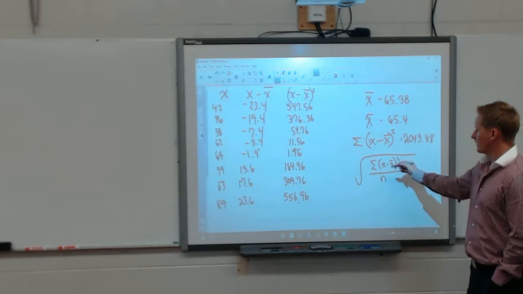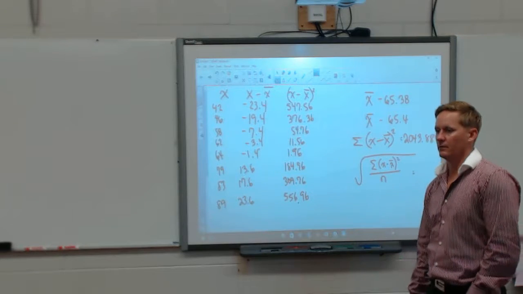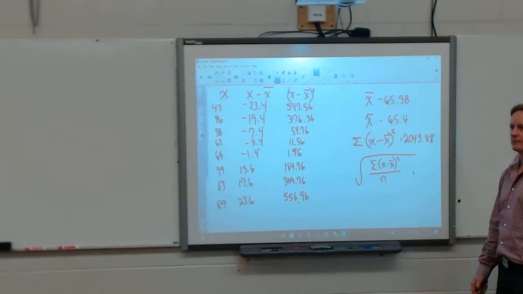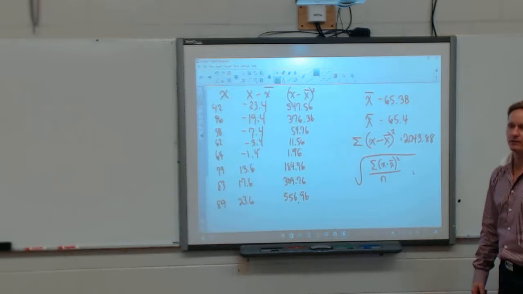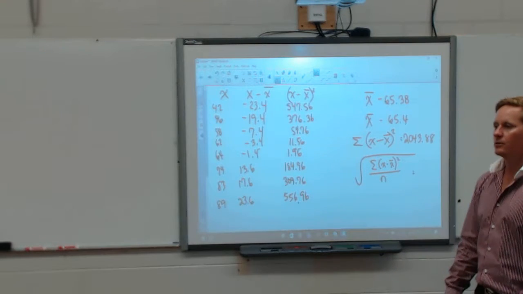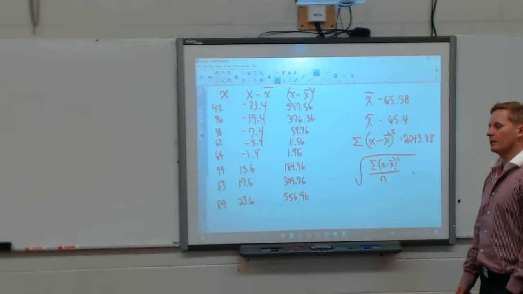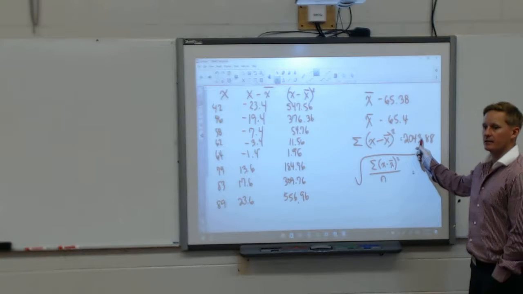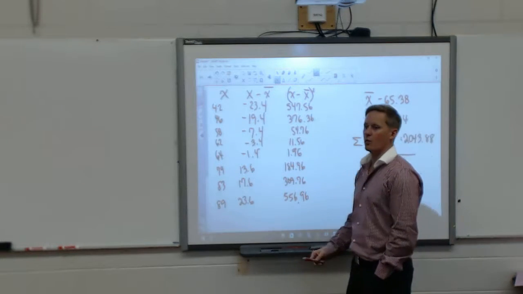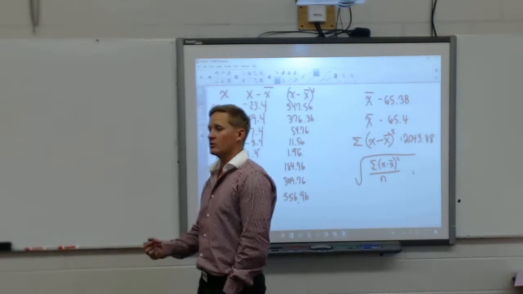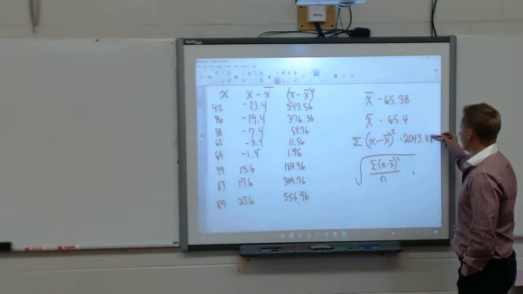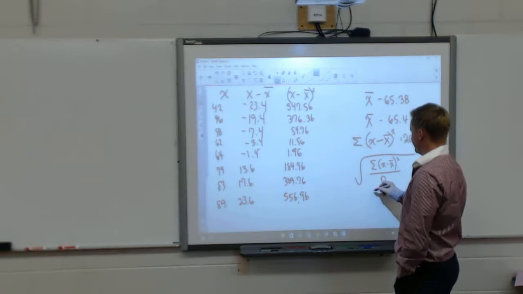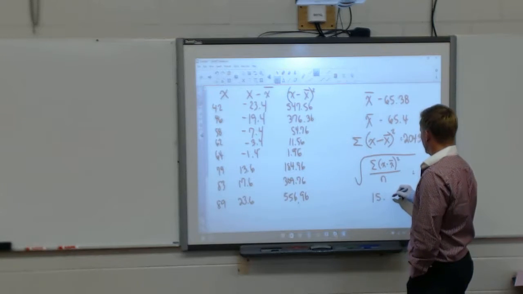Okay, so what does this look like to you now? What am I going to do? Judging by what you see up on the board for symbols, what do you think I'm doing right now? Square root the average. Square root what? The average. Not the average. The sum, that's right, of this divided by the number of scores that I have. So I take the sum, I take the square root of 2043.88 divided by 8. And what do I get? 15.98.